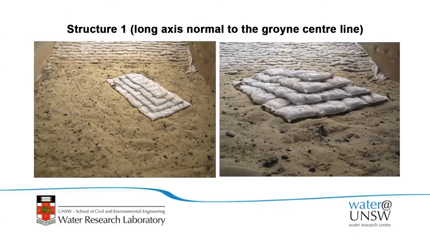This is what it looked like, the 2 different setups. This is what they look like in the flume without water in it. This is our groin structure coming out from the shore, and we run waves through like this. In this example, the bags are across the structure. This is just further down. So the bags are going across the structure, so the bags are aligned this way across the groin.